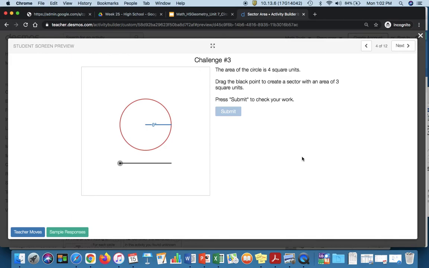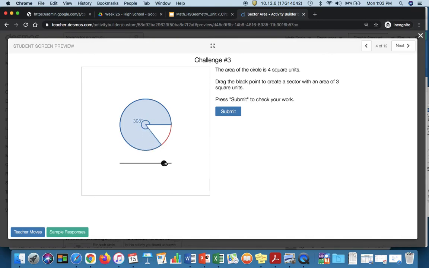So from there, this next part has students given a circle with an area of 4 square units, and they want to drag the black point to create a sector with an area of 3 square units, right? So now, a little bit different, we have the degrees. So now students are organically figuring out the purpose of the degrees within the area of a sector to really identify that piece of a circle, right?